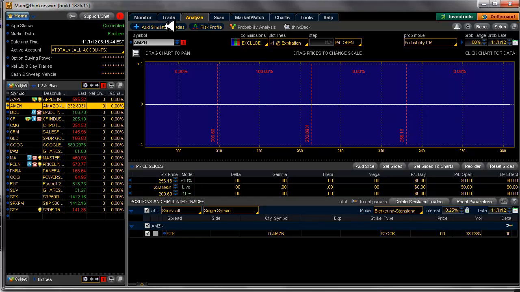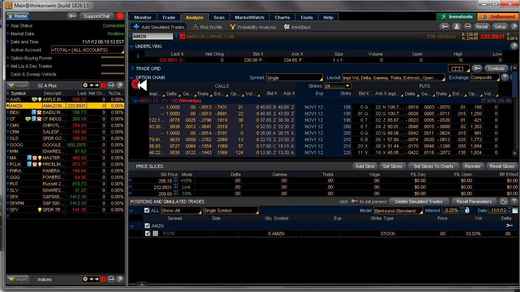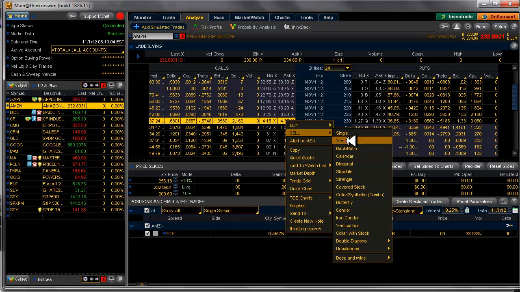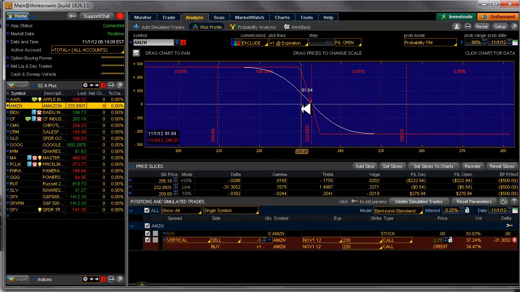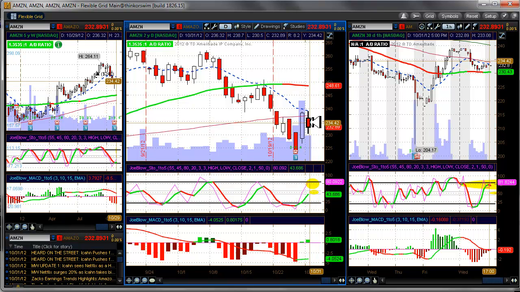I'm in the Analyze tab. I go to Add Simulated Trade. And let's see, do I want to just be in this one for a day? Let's see what it would look like if we did it at the money. And when I say at the money, the price is 232, and I would pick like 230. And I would sell a vertical, and because I'm a very visual person, I would come over here and say, well, if this thing moves down to 229 in the next 2 days, and 229 is only down here, if price decides to come down, that could be a viable play.